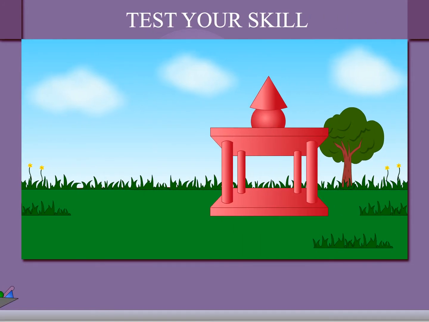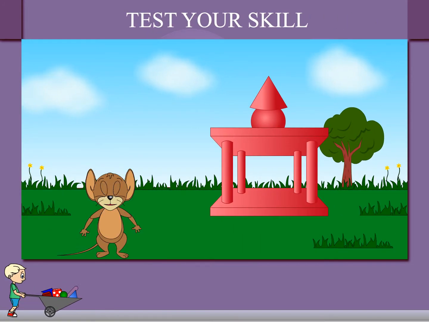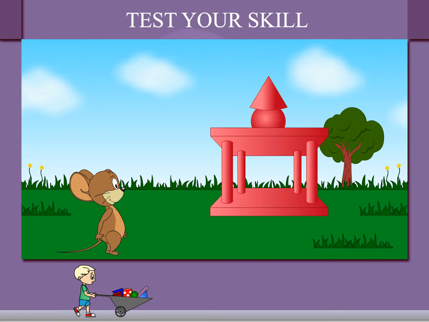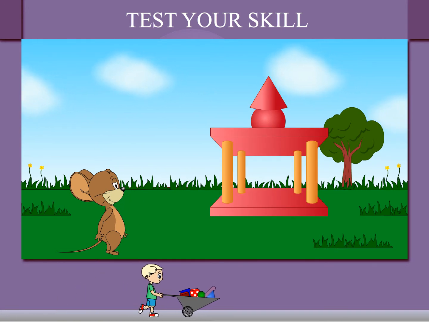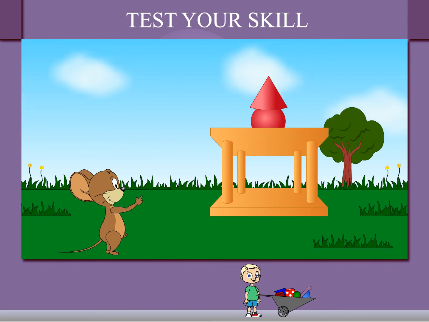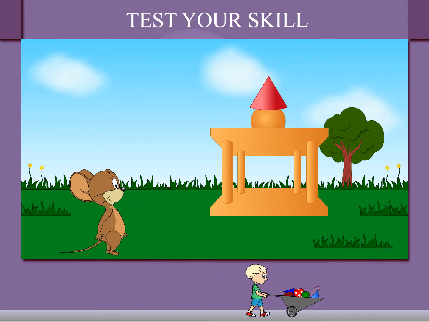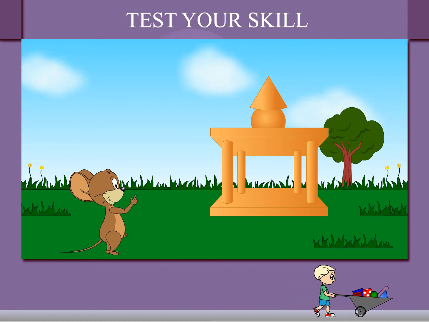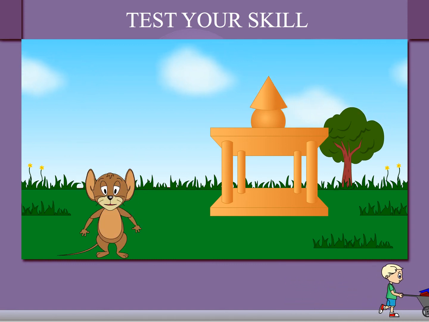Test your skills. Robbie Mouse is in the garden in front of a shady structure. The pillars are cylinders. The roof and floor are rectangular blocks. The rooftop is a sphere and the pinnacle is a cone. Nice work, Robbie.